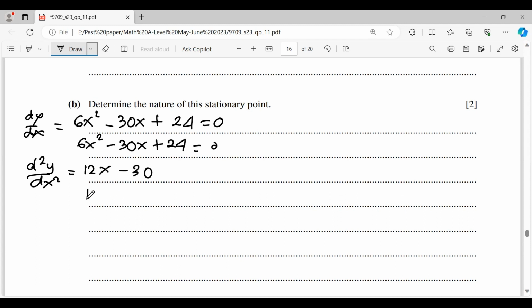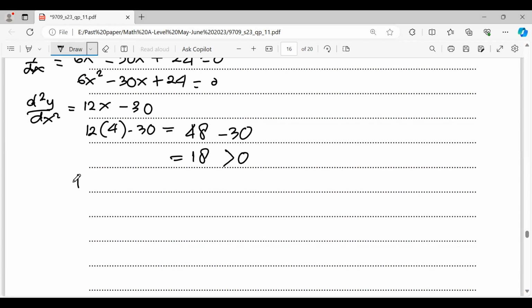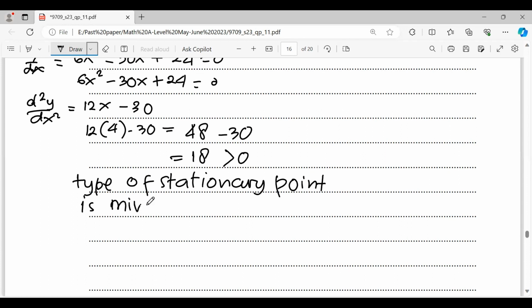If x equals 4, it's 12 times 4 minus 30. It is 48 minus 30, 18. Okay, 18 is greater than 0. Greater than 0 means the type of stationary point is minimum. So it is a minimum point, with coordinate point.